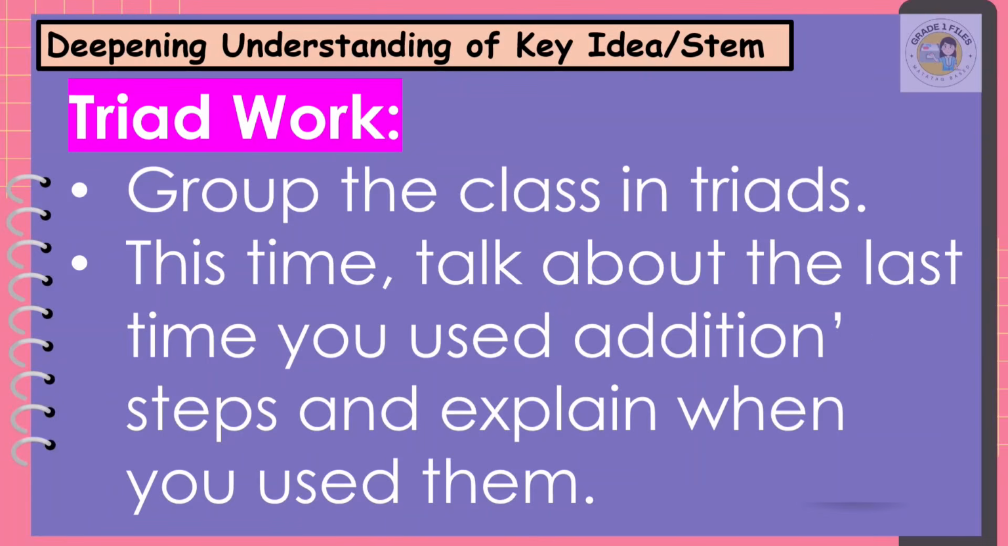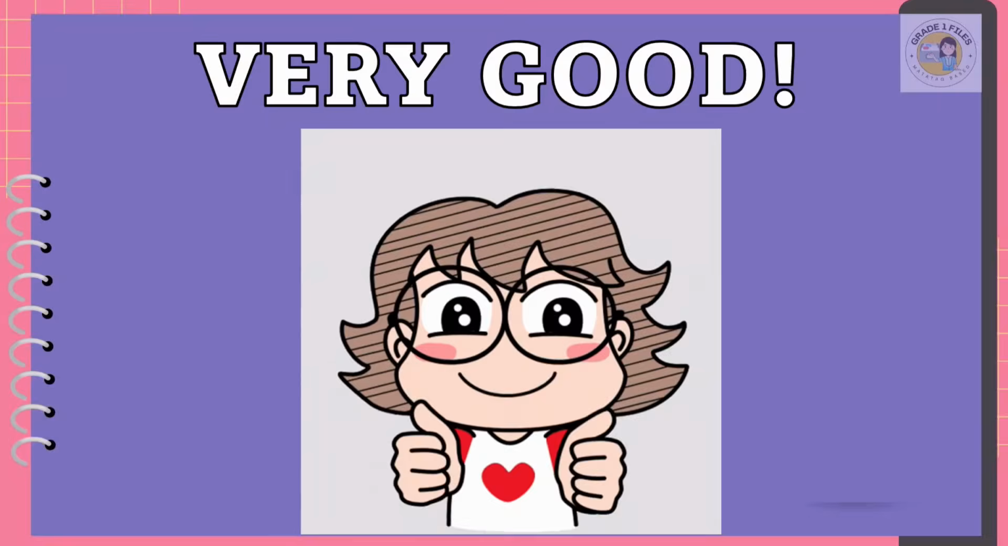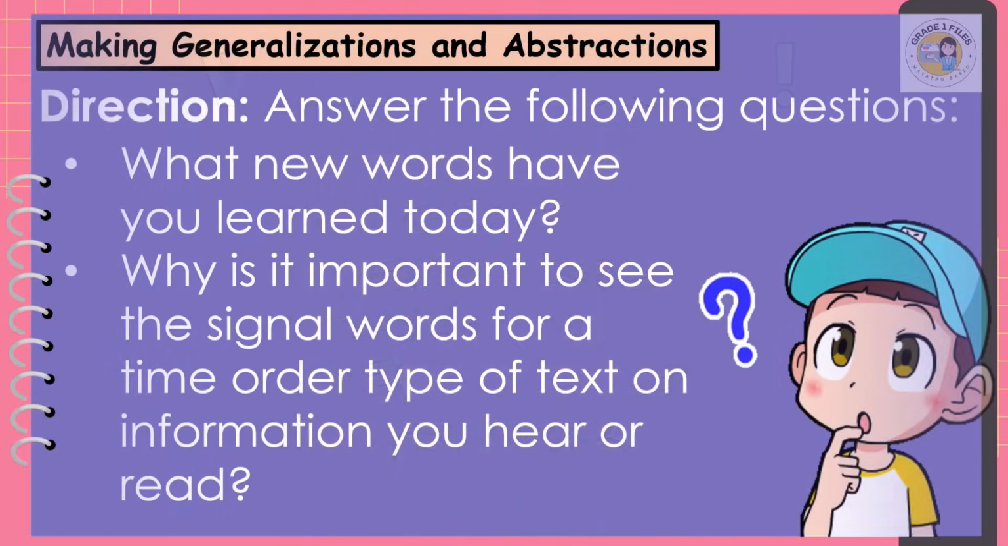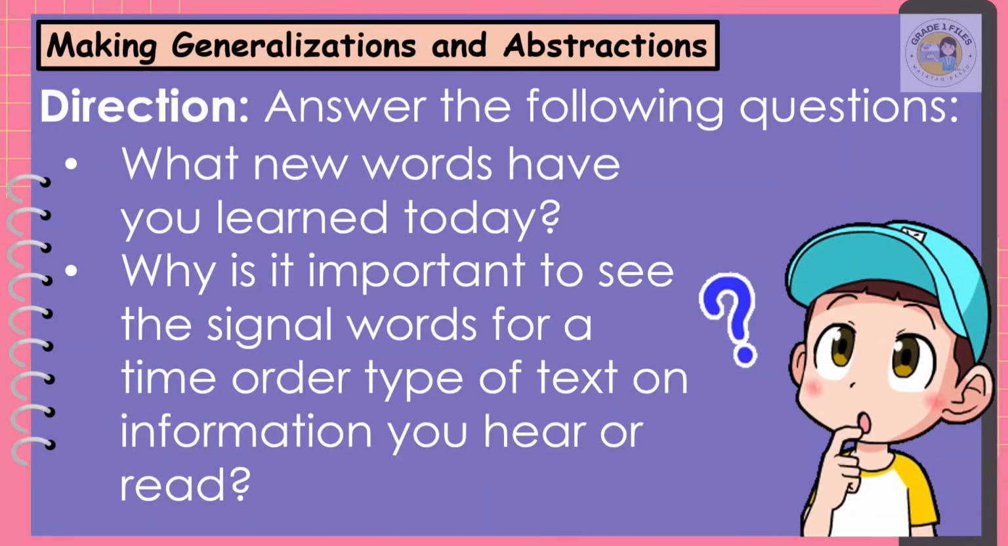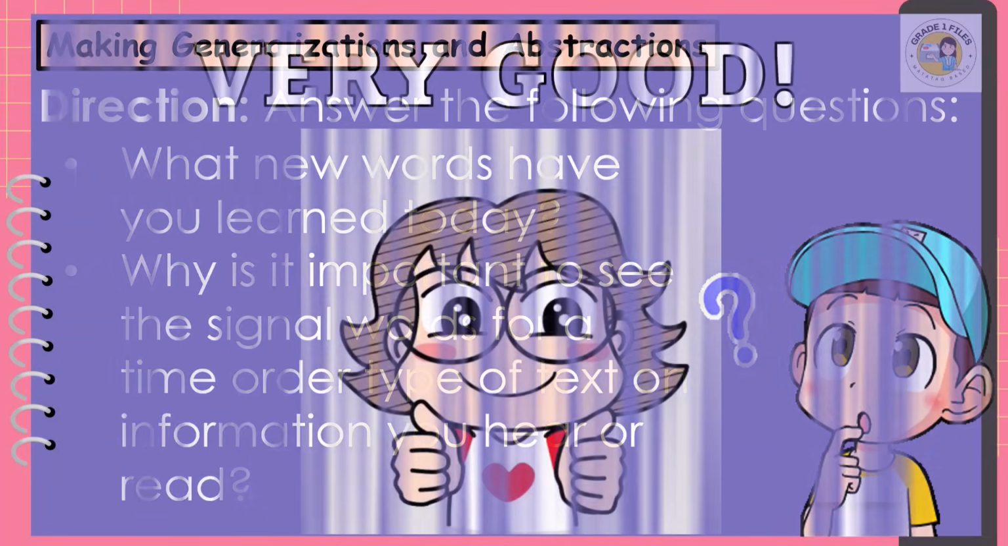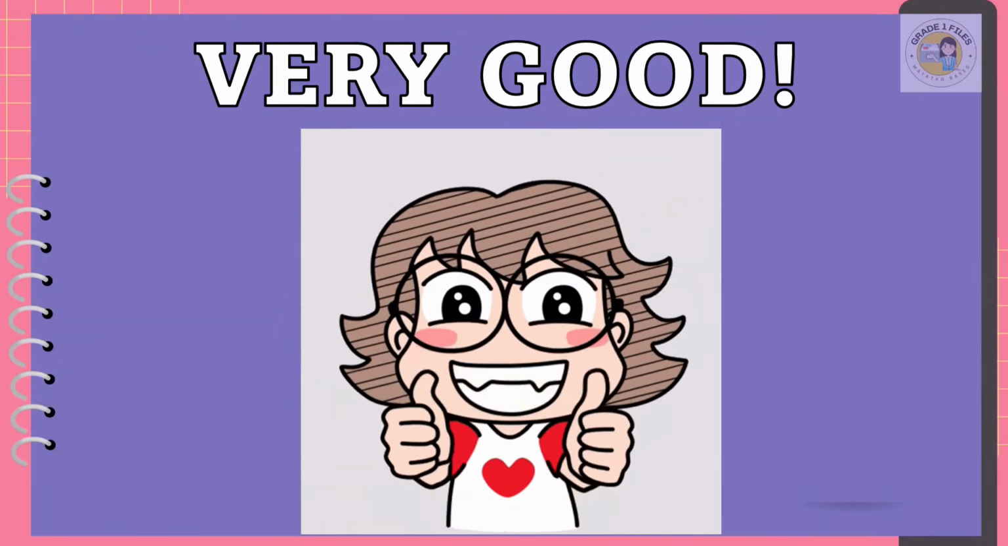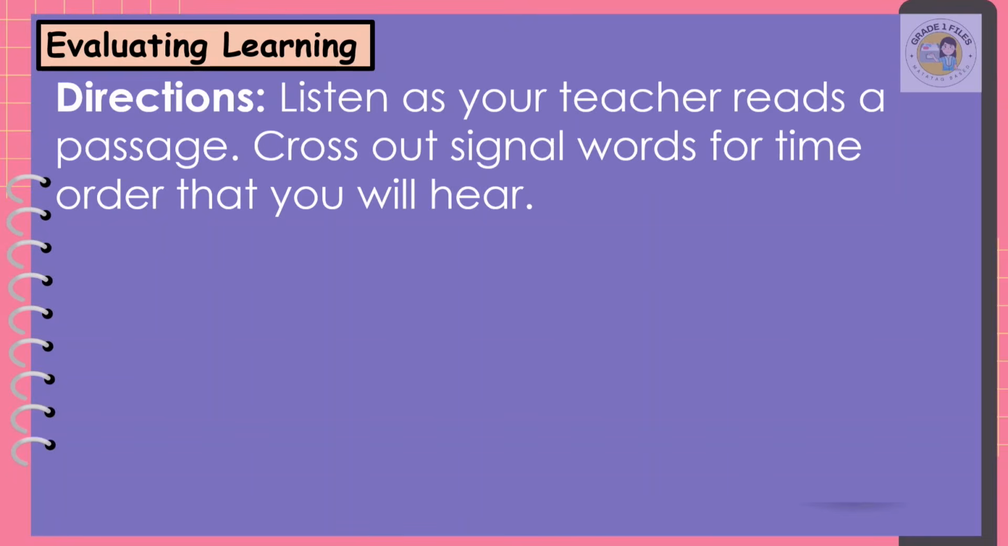Now, group the class in triads. This time, talk about the last time you used addition steps and explain when you use them. Students, answer the following questions. Listen as your teacher reads a passage. Cross out signal words for time order that you will hear.